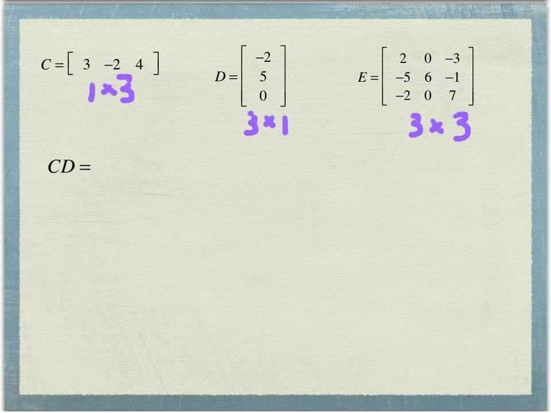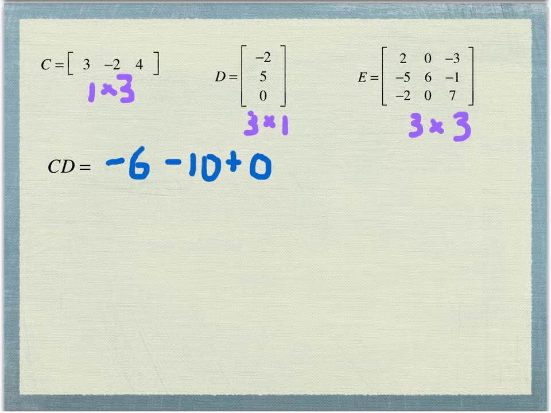So we take the first entry here times the first entry here. We're just going to end up multiplying single digit numbers here. So 3 times negative 2 is negative 6, and negative 2 times 5 is negative 10, and 4 times 0 is 0. And how big will this final matrix be?